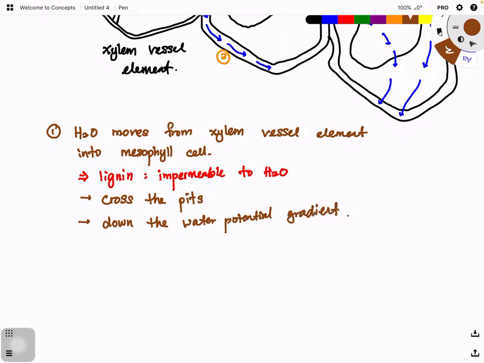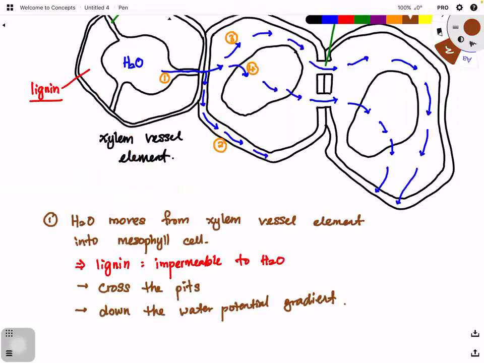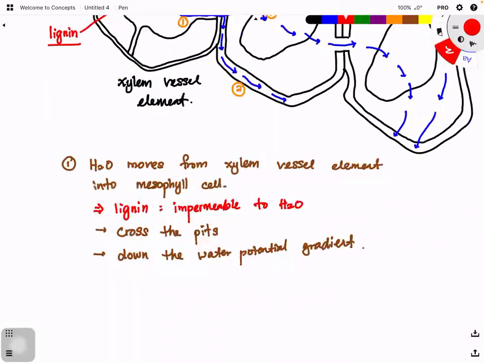Are you clear? So the first process, look at this. H2O moves from the xylem vessel elements into the mesophyll cells. Due to the presence of lignin, which is impermeable to water molecules, water molecules have to cross the pits down the water potential gradient to the mesophyll cells. Are you clear? In this case, very, very important is through the pits. Okay, underline the word pits here. It cannot cross the lignin.